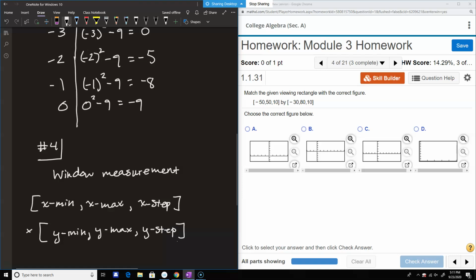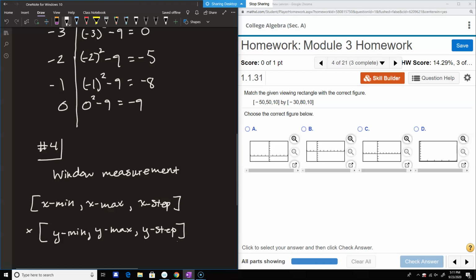So it's telling us when I look at -50, 50, 10 that in the horizontal direction I'm going from -50 up to +50, and it's making a mark every 10 units. So I should, to the left of my y-axis, see 5 marks, and to the right of my y-axis I should see 5 marks. Does that make sense? So the only one that looks like it's doing that is A.